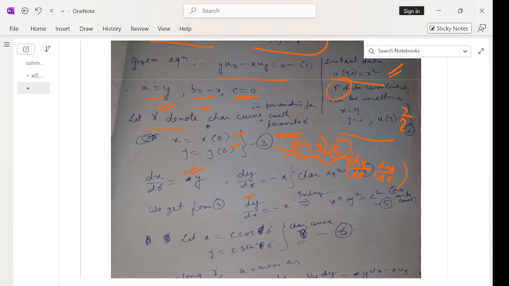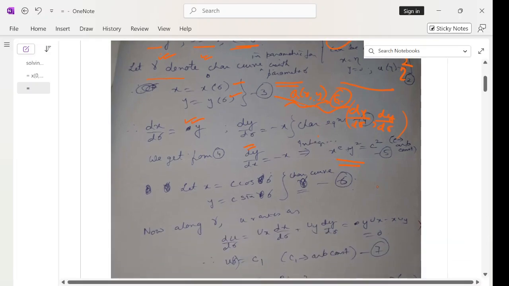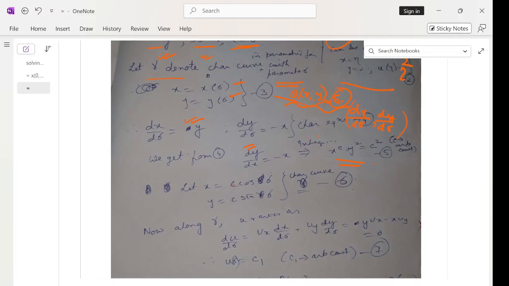Once you solve it, that is integrate it, you are going to get a one-parameter family of curves. This is your characteristic curves family. Again, putting it in parametric form, you can get x equals c cos sigma and y equals c sin sigma. You can easily see this is the parametric form corresponding to this family of curves. I am saying family because for each c, you will get one family member after another.